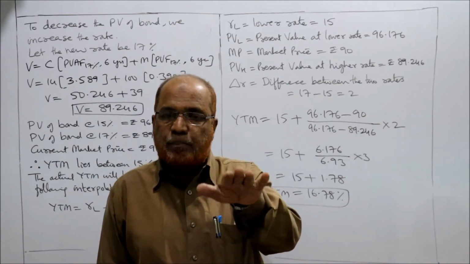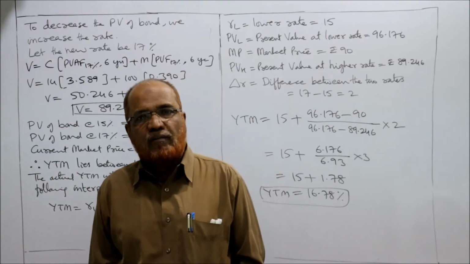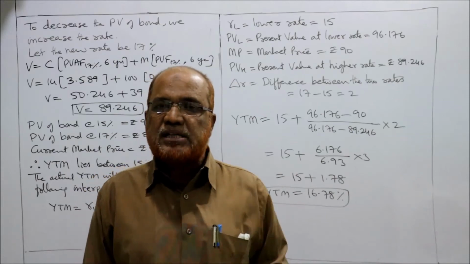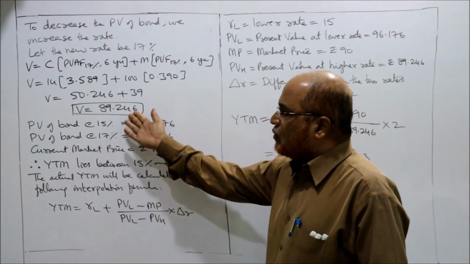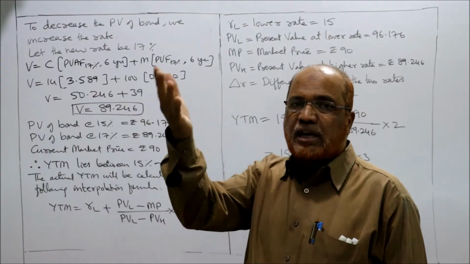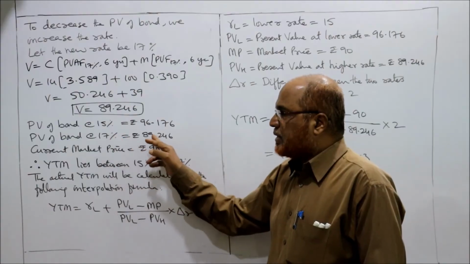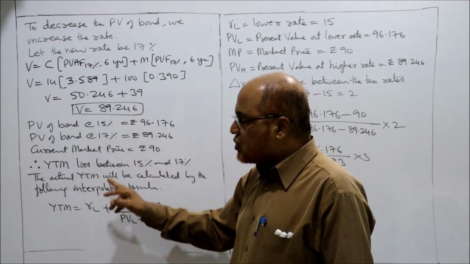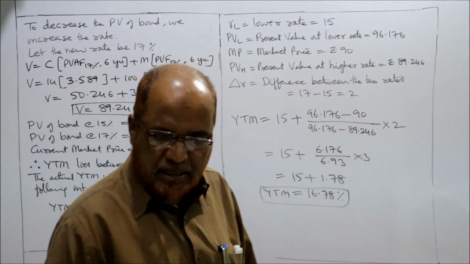तो to decrease the present value of the bond we increase the rate. रेट को बढ़ाने से बॉन्ड का वैल्यू कम होता. हम रेट को 2% बढ़ा दिए. पहले 15% we have taken, now we will take 17%. By taking 17% we got the value 89.246. This value is less than 90. So one value we got more than 90, the other value less than 90. 15% more than 90, 17% less than 90. So our YTM lies between 15 and 17. So actual YTM will be calculated by this formula. Substitute the values, we'll get the YTM. That's it.